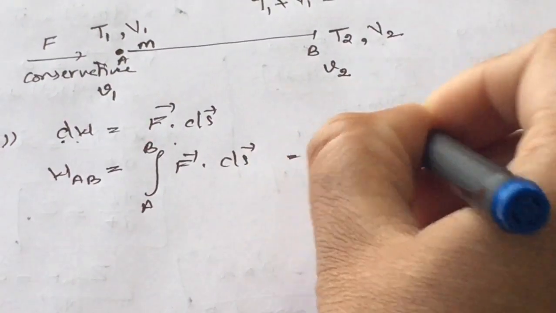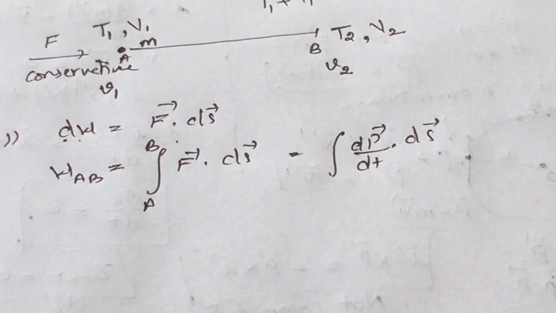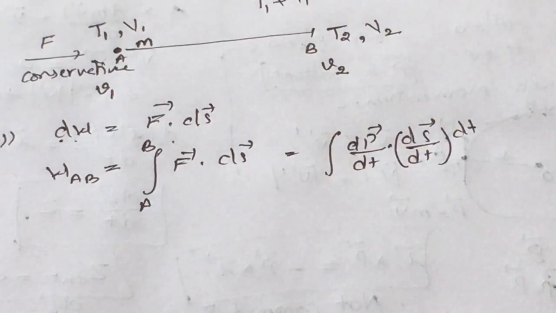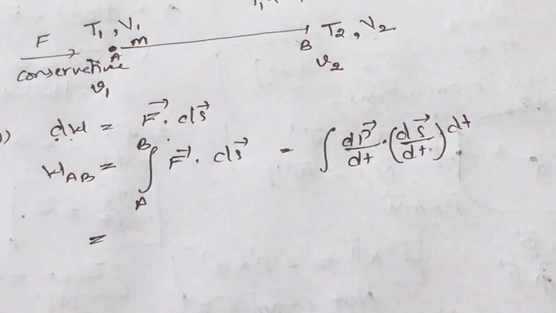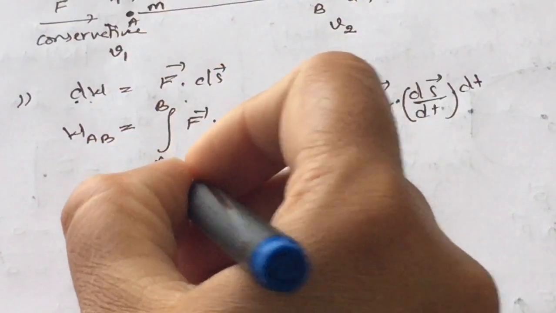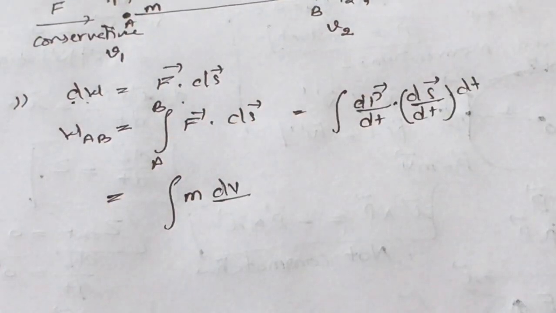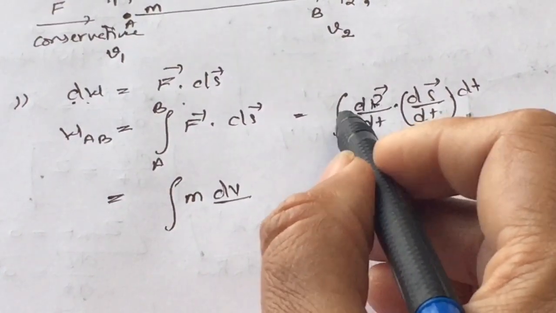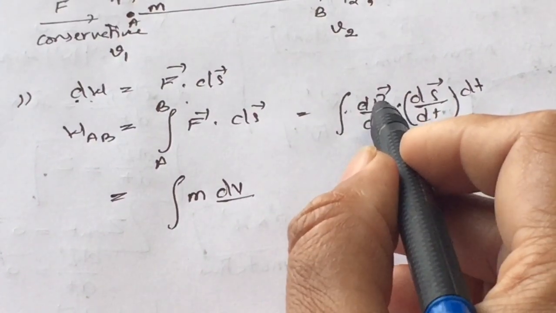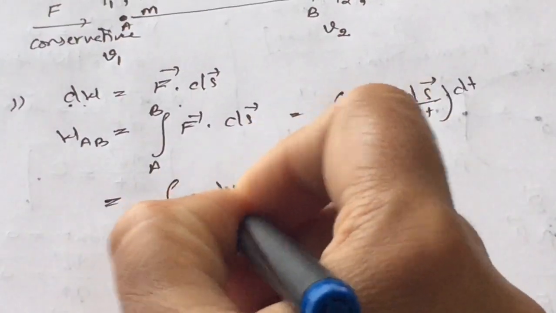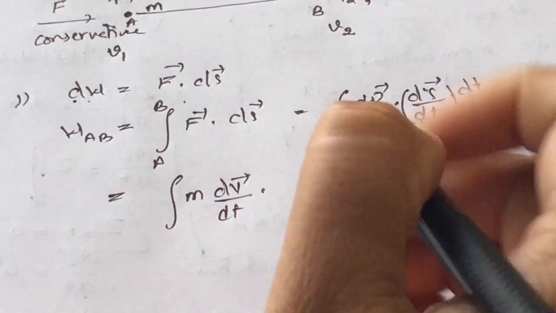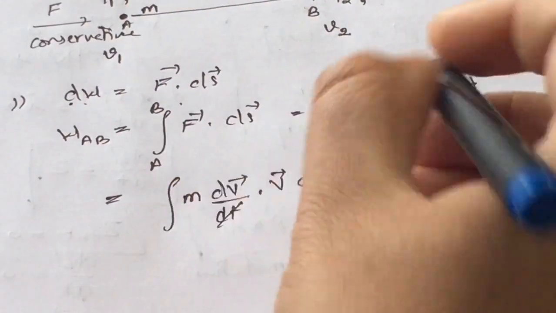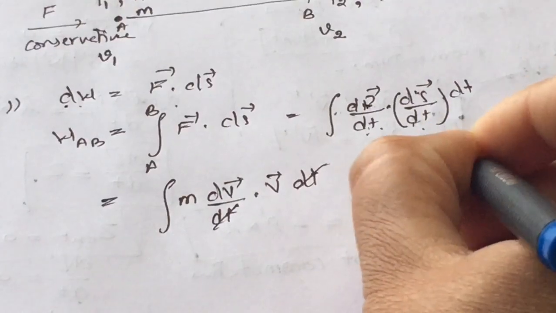F can be represented as dp upon dt, and if we multiply and divide by dt, we will find this term is nothing but velocity. And here we can substitute the mathematical value of p, that is mass into velocity. Mass is not changing with respect to time, so mass behaves like a constant quantity. We are changing velocity with respect to time, and we will get dv upon dt. And this quantity ds upon dt is velocity, and we cancel out dt, and we will get m v dv.